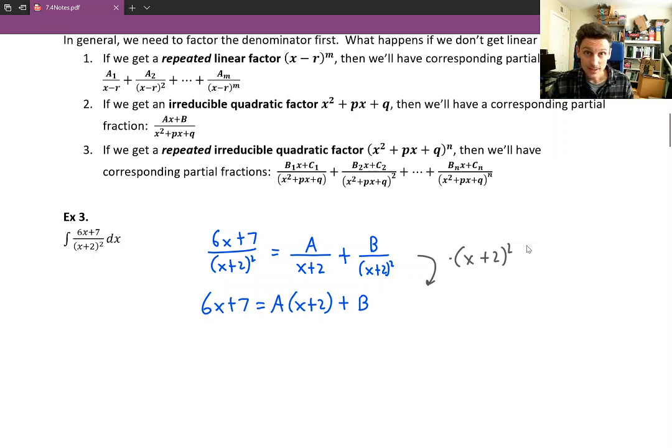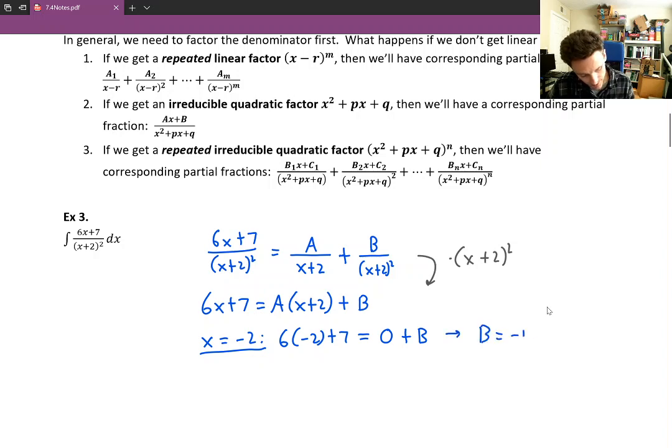If you said x equals negative 2, that would be correct. Because when x equals negative 2, x plus 2 becomes 0, times a is 0. And so all we would have left is b. Let's see what that looks like here. Plugging in negative 2 on the left side, we'll have 6 times negative 2 plus 7. On the right side, we'll get 0 plus b. So from this, we get b equals negative 5.